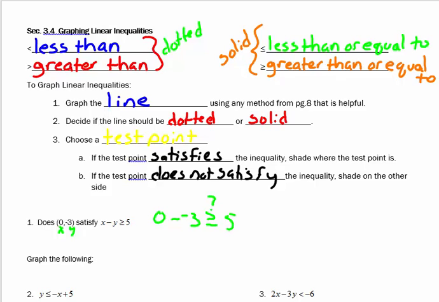And I'll put a question mark because I'm not sure if that's right. If I look at that, I get 0 plus 3 is supposed to be greater than or equal to 5, which is false. So does 0, negative 3 satisfy that inequality? No. So if that's my test point, I would not shade where that point is.